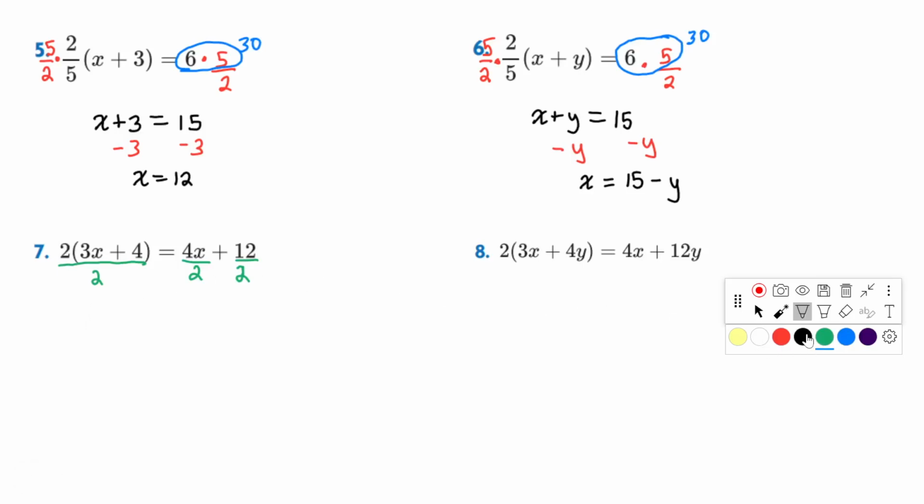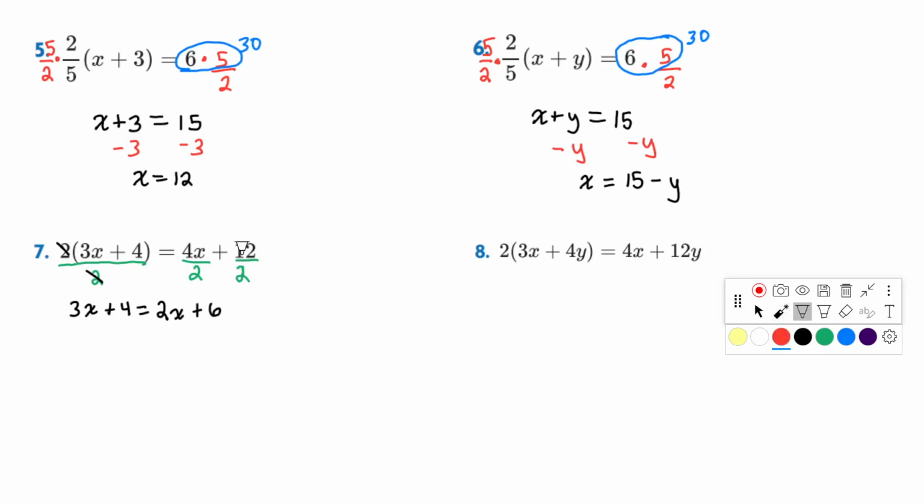So the 2 would cancel on that left side. So we're left with 3x plus 4 equal to 4x divided by 2 is 2x. 12 divided by 2 is 6.